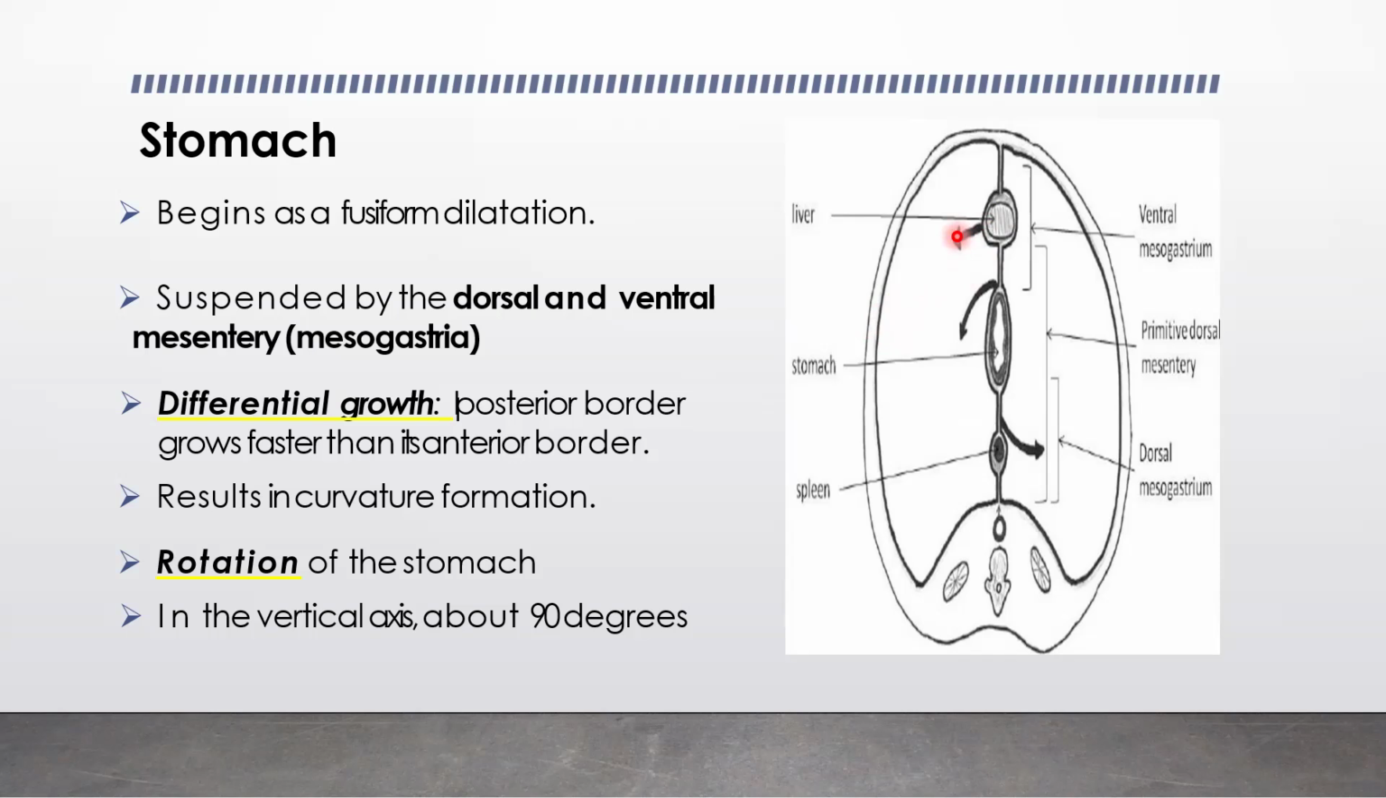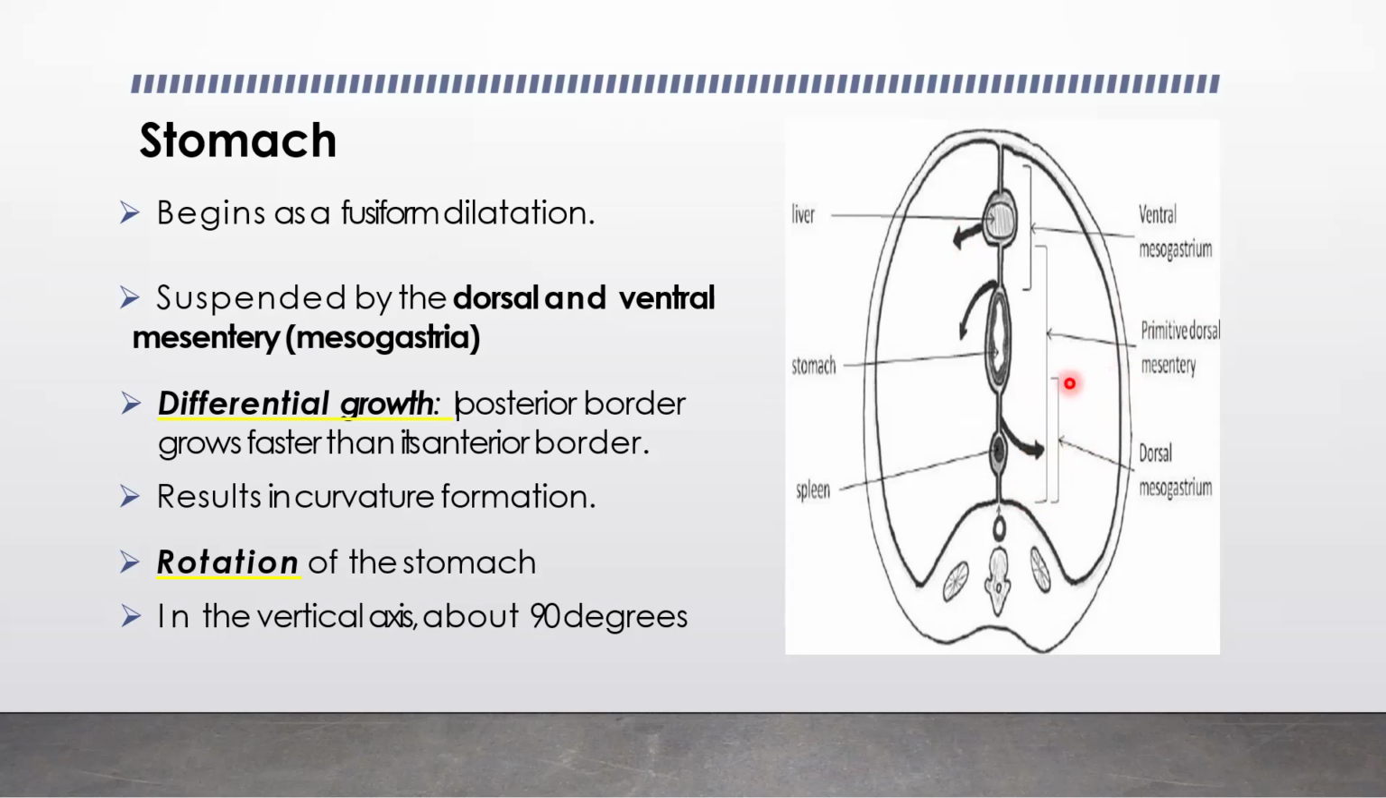So that's the reason why at this point you're saying the liver will go to the right side. The anterior border of the stomach will go to the right side. Then the posterior border of the stomach will go to the left side. And then you can see the spleen, which is found on the left side, going towards this direction.